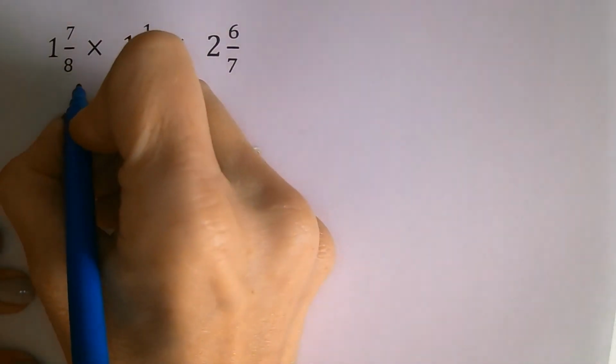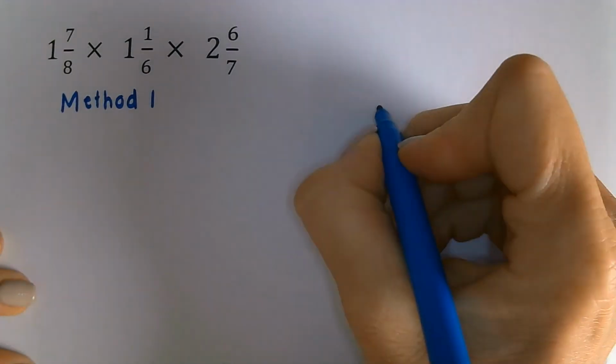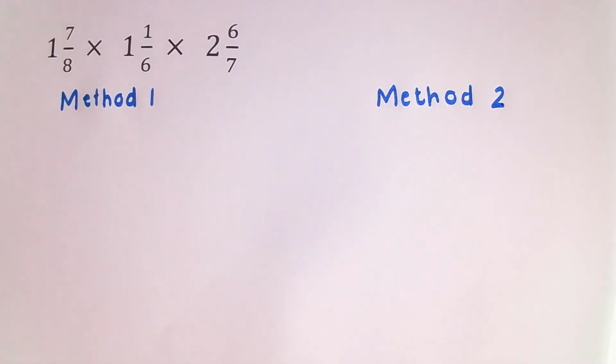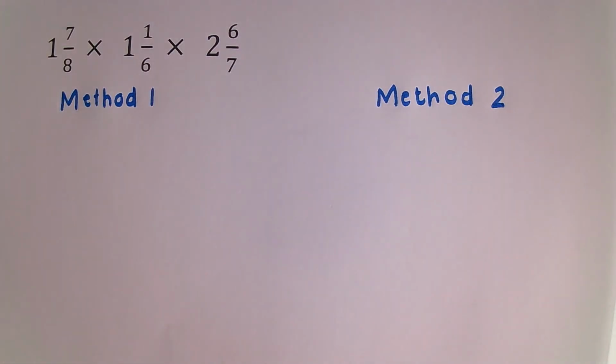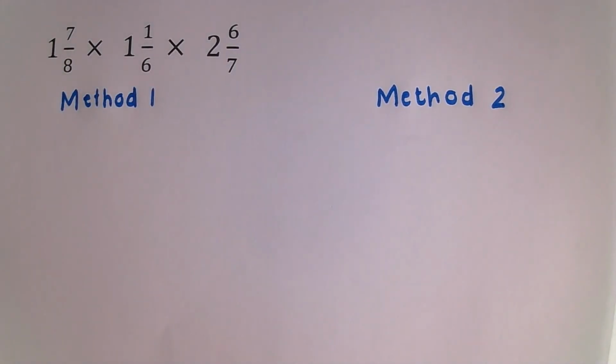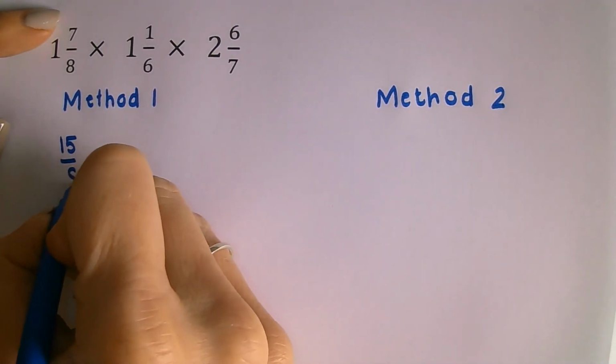I'm going to do both methods. We're going to start with method 1. I'm just going to write method 1 here and method 2. And you're going to see the difference between the 2 methods now. Why? Because we've added in an extra multiplying of another number. So again, same thing. We have to change to improper. 8 times 1 is 8, plus 7 is 15 over 8.